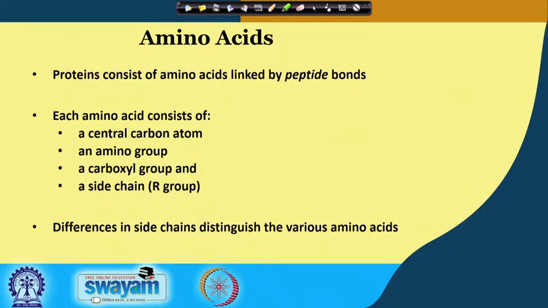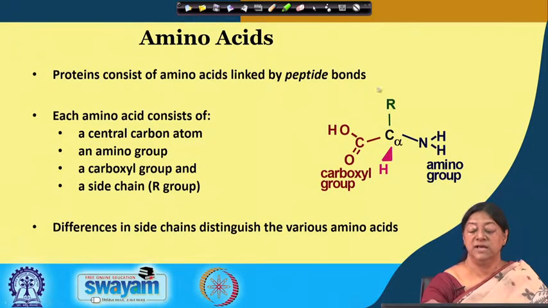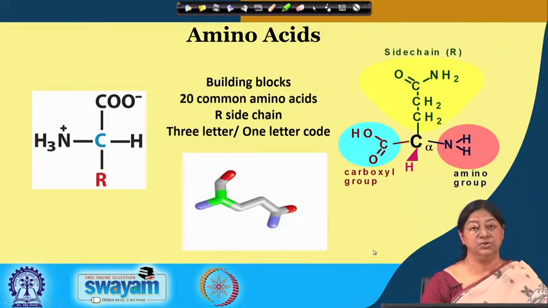We all know that these amino acids are the building blocks of proteins, where the amino acids are linked by peptide bonds. Each amino acid consists of a central carbon atom, a carboxyl group, an amino group and a side chain. Now, the differences in this R group, that is the side chain, result in the different types of amino acids known. So, these amino acids are the building blocks of proteins. We have 20 common amino acids.